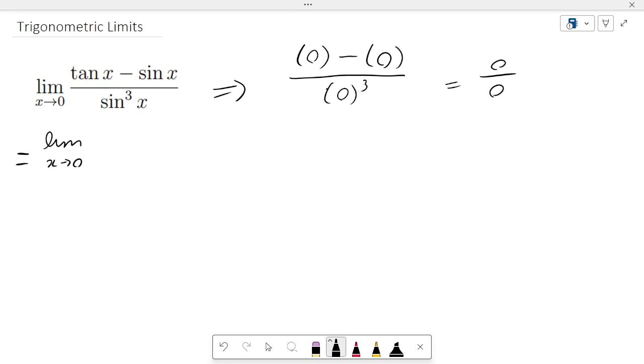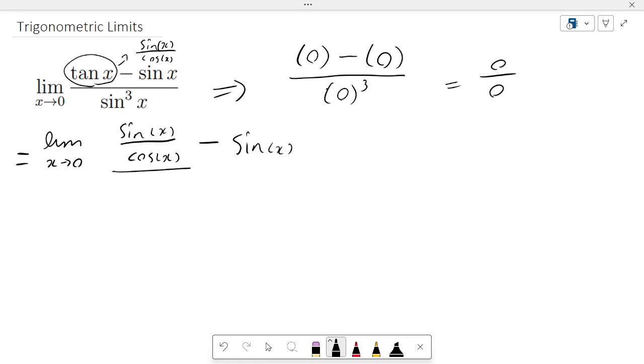Now what I want to do first is let's consider this tan of x. We know that the identity could also be written as sine of x over cos of x. So let's write it like that. So we have sine of x over cos of x minus sine of x, and all over sine cube x. Okay, now that's our first step over here.